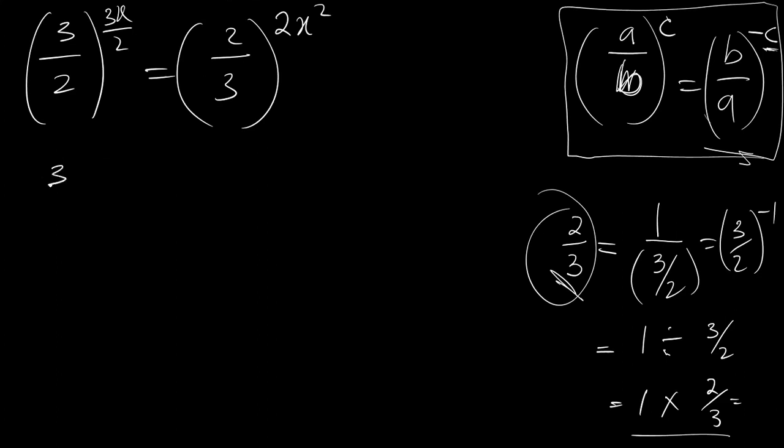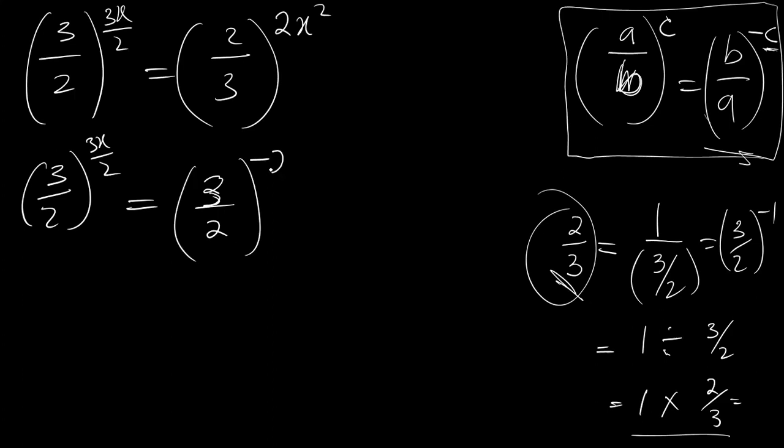Now we are going to say 3 all over 2 all to the power 3x all over 2 is equal to what? Now, reversing this, we're now going to have 3 all over 2 all raised to the power minus 2x squared. So we're applying this rule here. Now, since the bases are the same, we equate the powers.